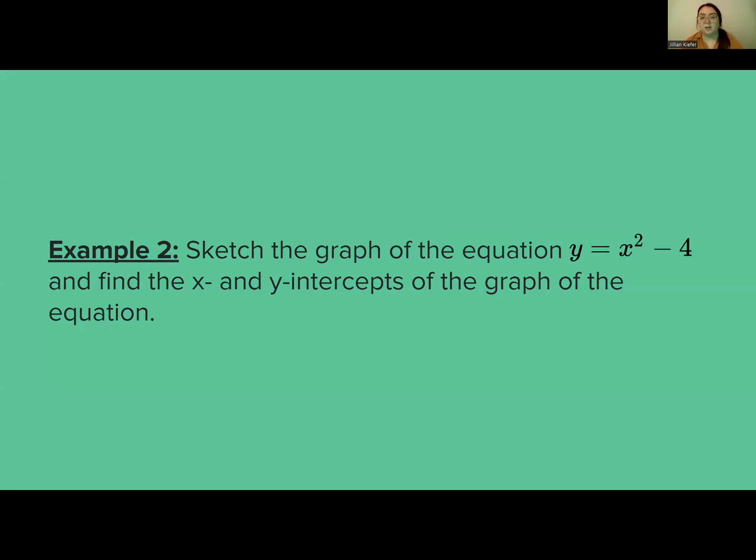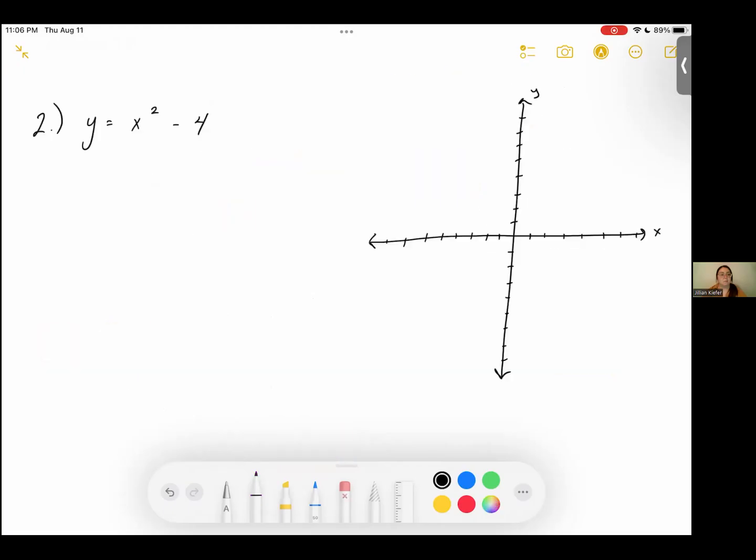So example 2, we're going to sketch the graph of the equation y is equal to x squared minus 4, and we're going to find the x and y intercepts of the graph of the equation, both algebraically and by locating them on the actual graph. All right, let's head over to our notes to draw this up once again.